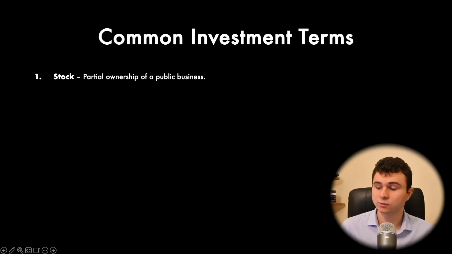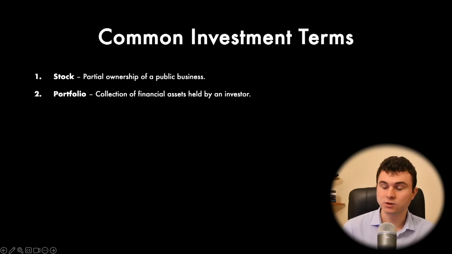Okay, so let's start with the most common investment terms. It's really important that you know them because we will use them more and more as the classes advance. So it's really important that you are familiar with these terms. Let's start with what a stock is. It's a partial ownership of a public business. For example, if you own a share of McDonald's, you have 0.0001% of McDonald's. That's the main thing you have to understand about what a stock is.